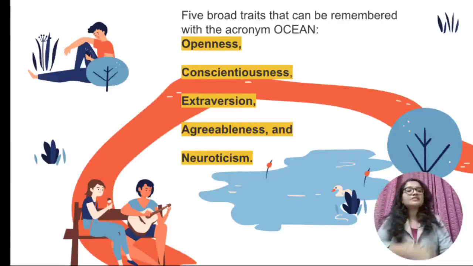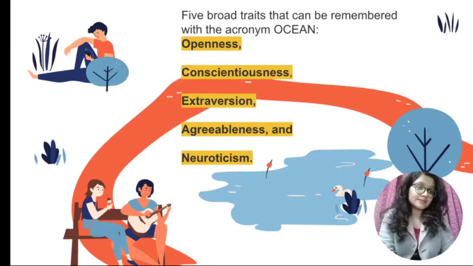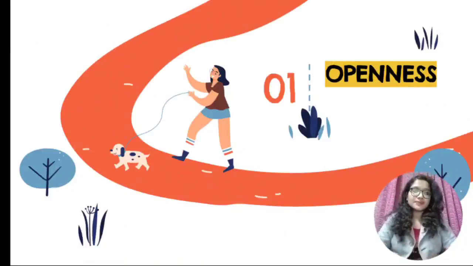To remember this 5-factor model, we just need to remember an acronym, that is OCEAN. O for openness, C for conscientiousness, E for extraversion, A for agreeableness, and N for neuroticism. So let us know about what is openness.